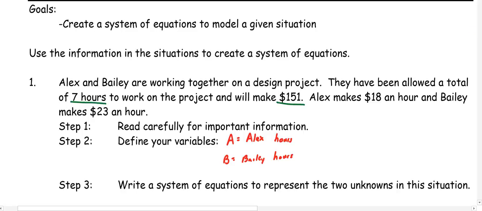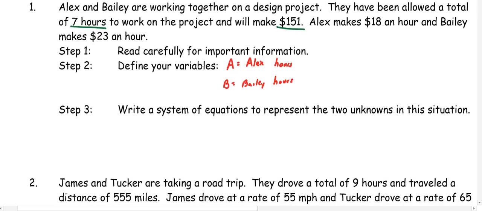So now I need to write a system of equations. Remember, a couple seconds back, I underlined 7 hours at $151. So I know that they are working a total of 7 hours. I don't know how much each person's working, but together they are working 7 hours. So together, we want to add their hours. One equation is going to be equal to the 7 hours, and one equation is going to be equal to the $151. So we have A plus B equals 7 hours, because the hours Alex works plus the hours that Bailey works has to add to 7.